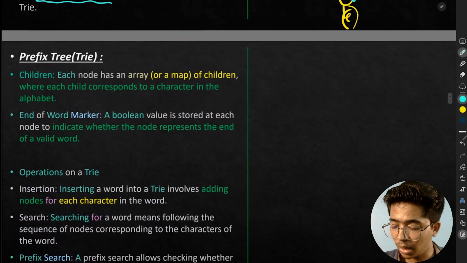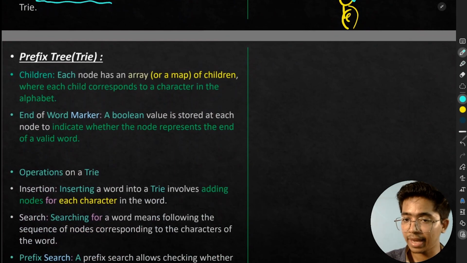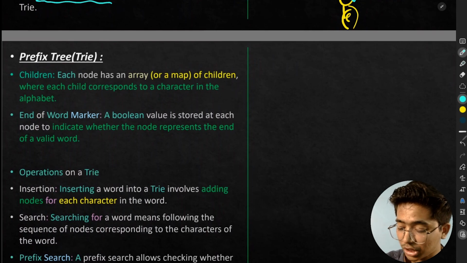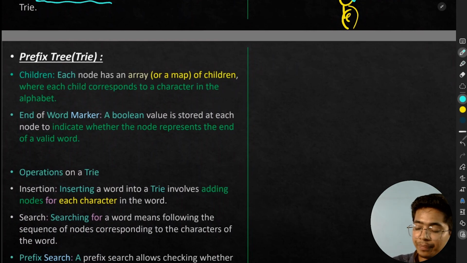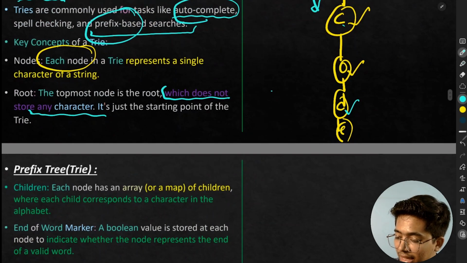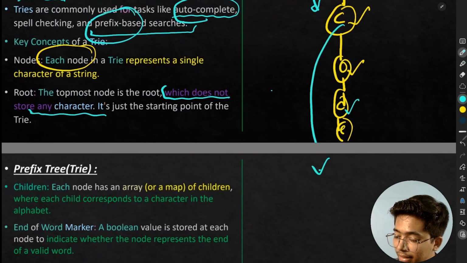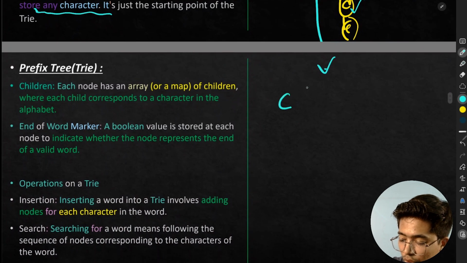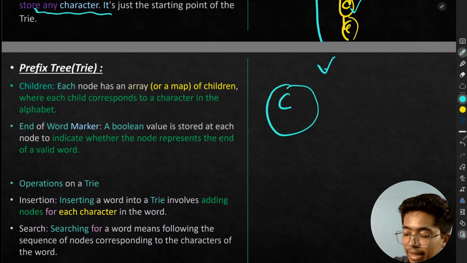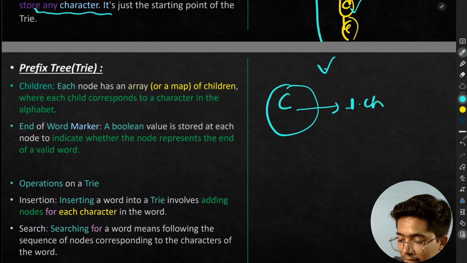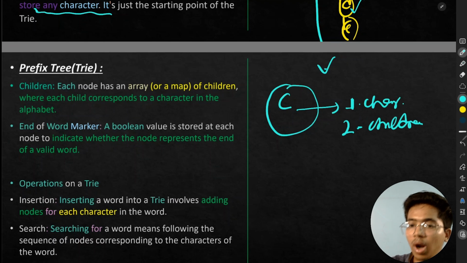Prefix trie. Now we will start the prefix trie. There is a term called children. Let's understand what children are. Each node has an array of children where each child corresponds to a character in the alphabet. Here we have the node, and now we'll analyze this C. This is a node. What does it actually contain? Number one, it contains a character, and number two, it contains children. You might be thinking, children of what? Children of pointers.